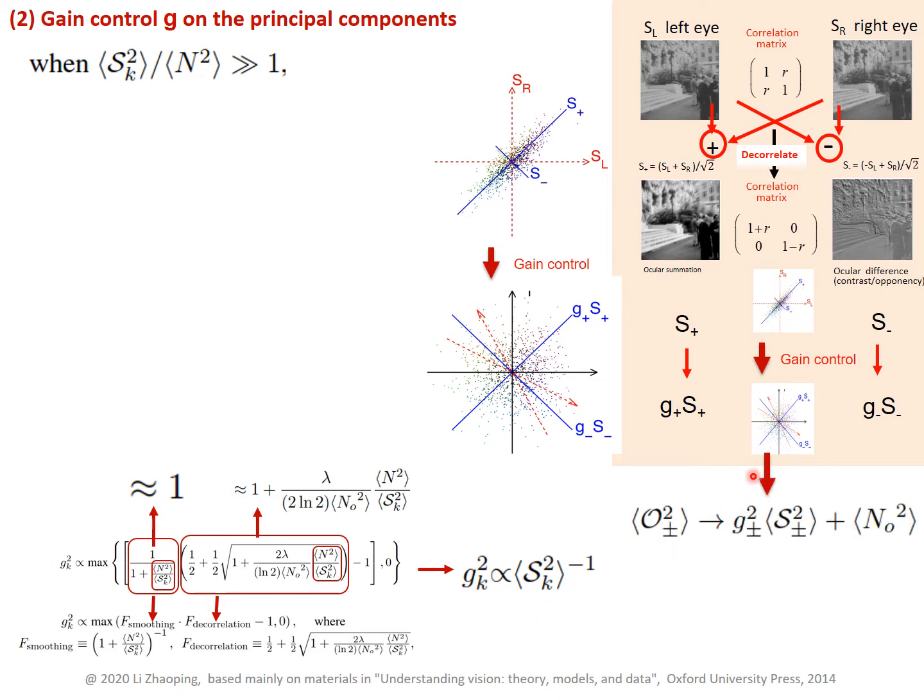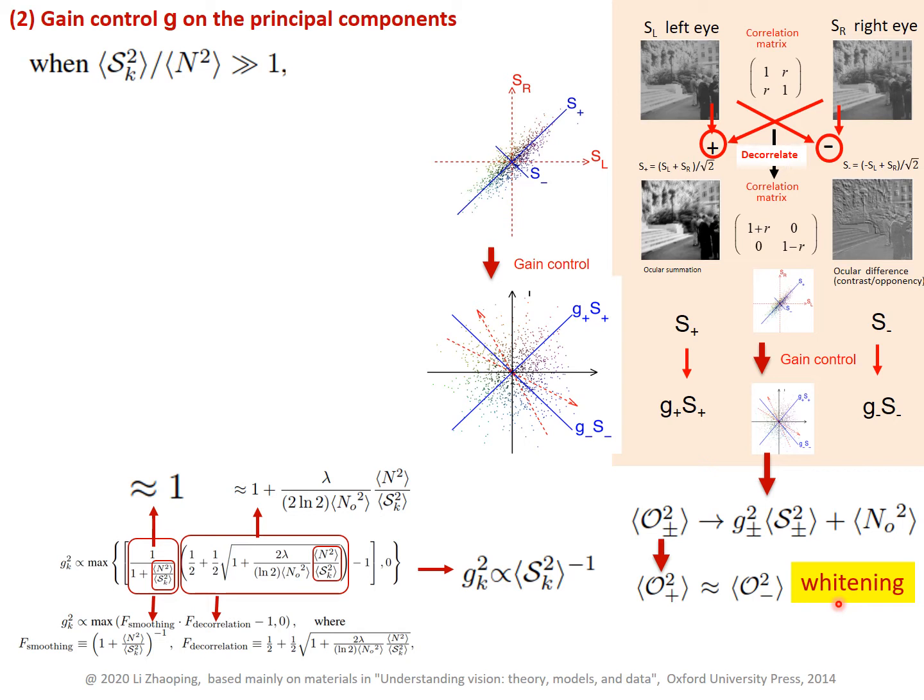Consequently, the output variance, coming from multiplying the gain squared and the input power, the input variance, is a constant, also because the encoding noise power is a constant. Therefore, no matter whether it's a summation channel or a difference channel, they have the same variance. And when this happens, the same variance across different channels, this is called whitening.